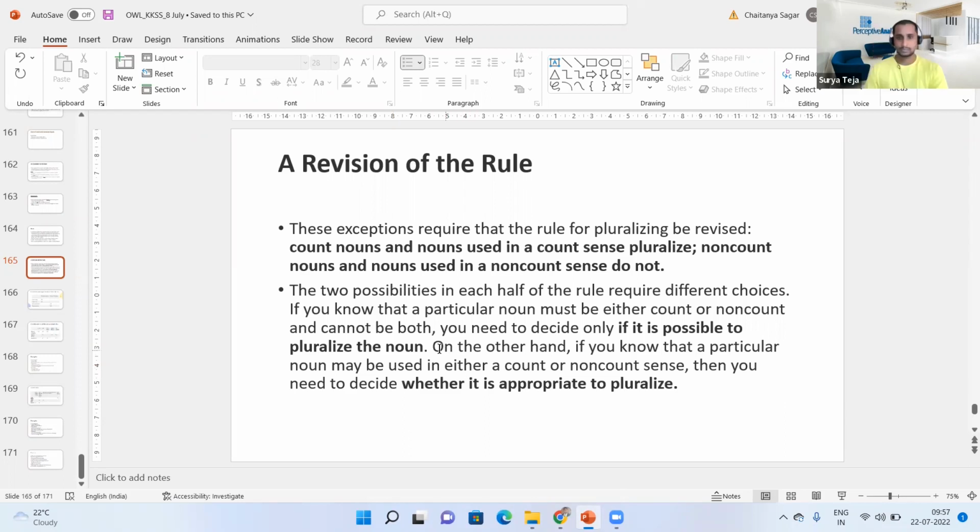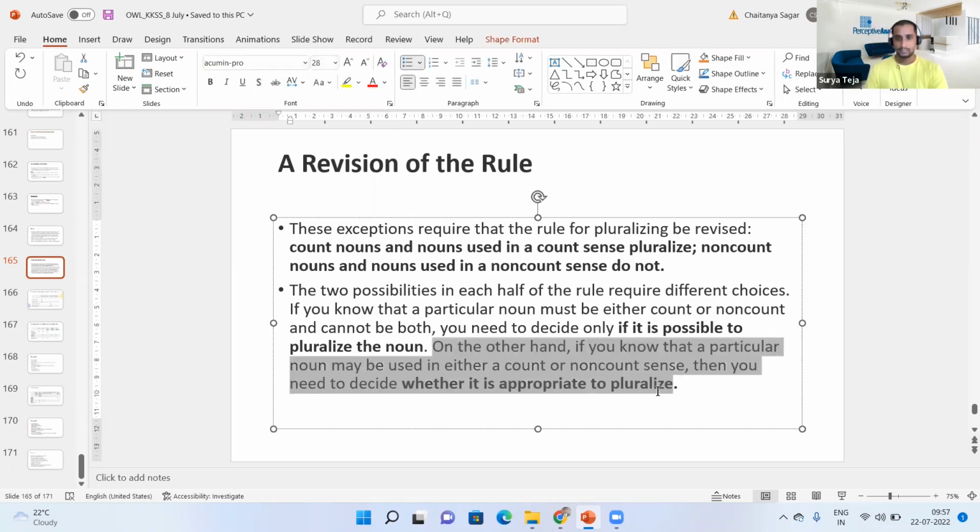So what Sai is specifically talking about is this. If we know for sure that a noun may be used as either count or non-count, as in both senses, like sheep, we have to question ourselves whether it is appropriate to pluralize it or not. In the case of sheep, it is not appropriate. So if a noun can be used as both count and non-count, we have to question whether it is appropriate to pluralize. Some can be pluralized, some cannot. Those are the things you have to keep in mind.